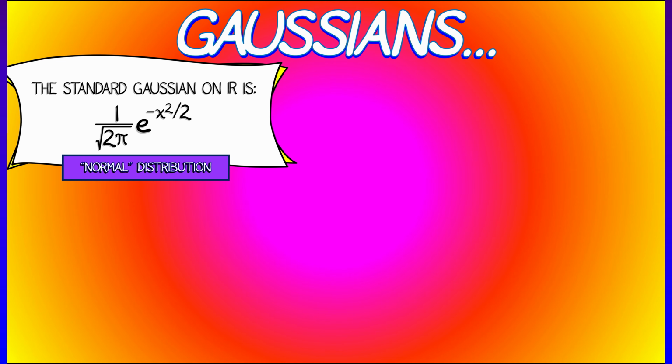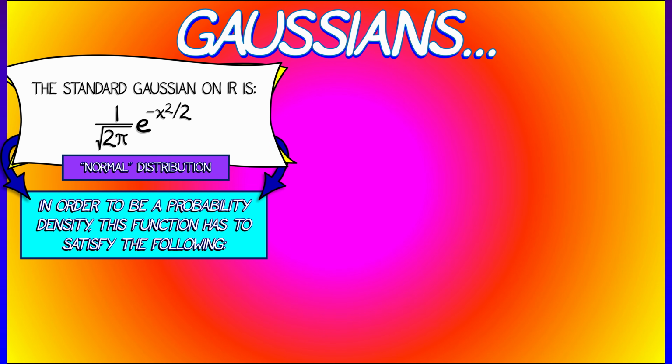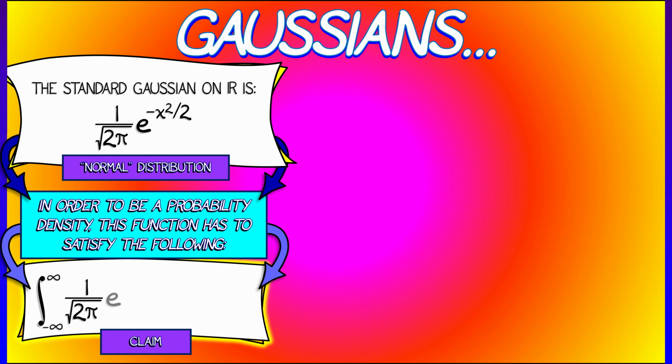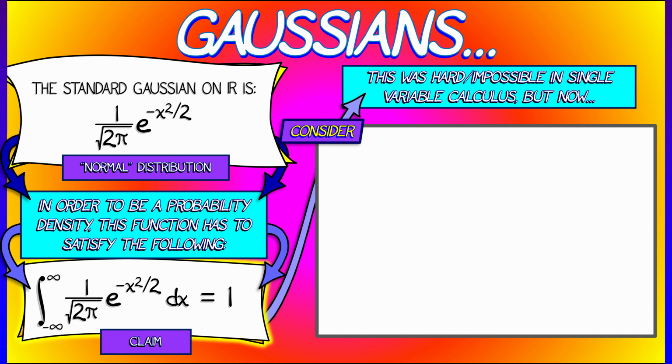Now, in order for this to be an honest probability density, this function has to satisfy the property that when you integrate it over the entire reals, as x goes from minus infinity to plus infinity, you have to get a value of 1. Now, go ahead and try doing that using single variable calculus techniques. It's really difficult, if not impossible. But now we're going to be able to do it. How do we do this?